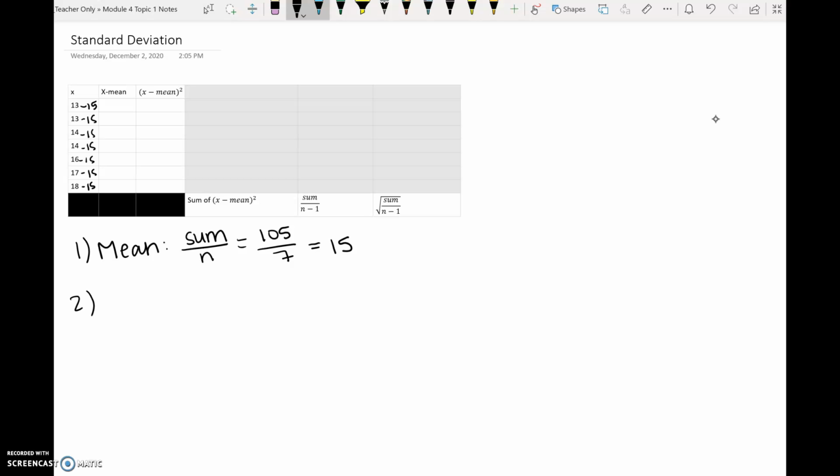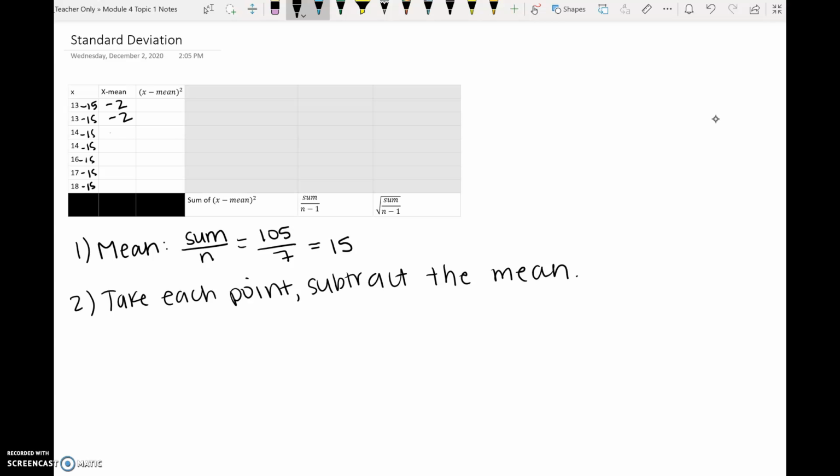So second step, take each point, subtract the mean. Okay, so I'm going to do that here. If you guys want to use a calculator to do that, that is perfectly acceptable. I'm doing mine in my head, but like I said, if you want to use a calculator, perfectly acceptable.